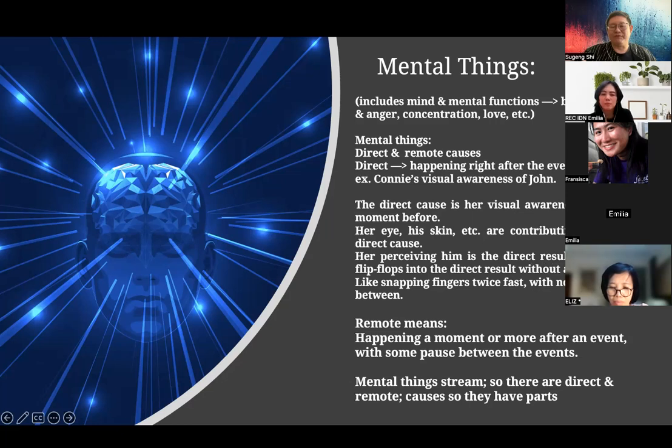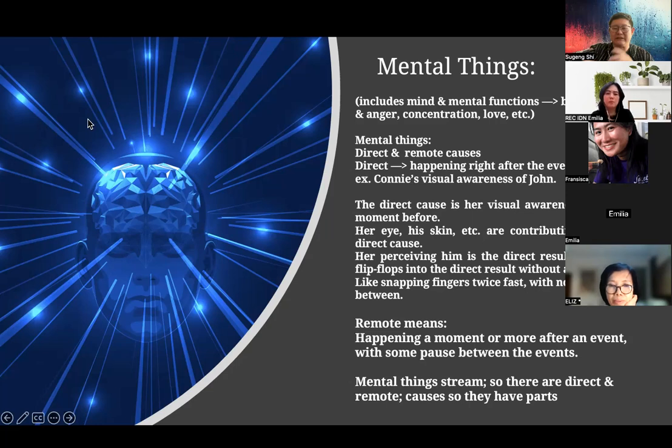So we can see that they are direct, meaning there is no time lapse. There is no space in between visual awareness and the perceiving. Conila's visual awareness of John, and then her perceiving of John. Okay, so this is immediate, one after the other. Remote means the two events happen with some pause in between.